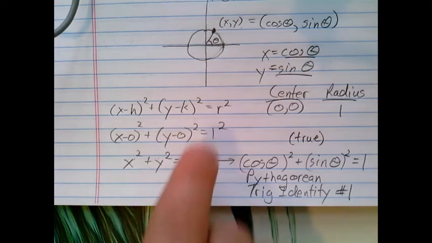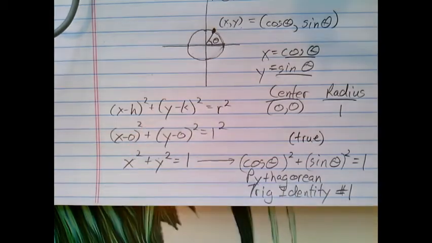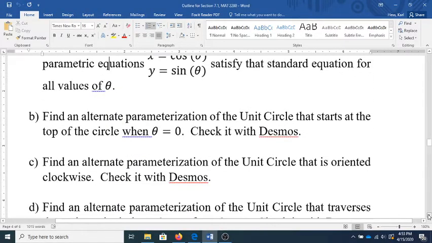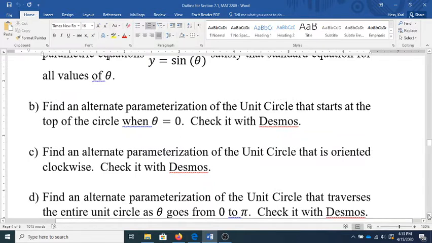Okay, we want to now do a little bit more with parameterizing the unit circle. Let's hop back and look at our outline. Okay, part B. Find an alternate parameterization of the unit circle that starts at the top of the circle. You know what? Let's go to Desmos and see what our current one does, and then that might give us some idea as to how to alter it.